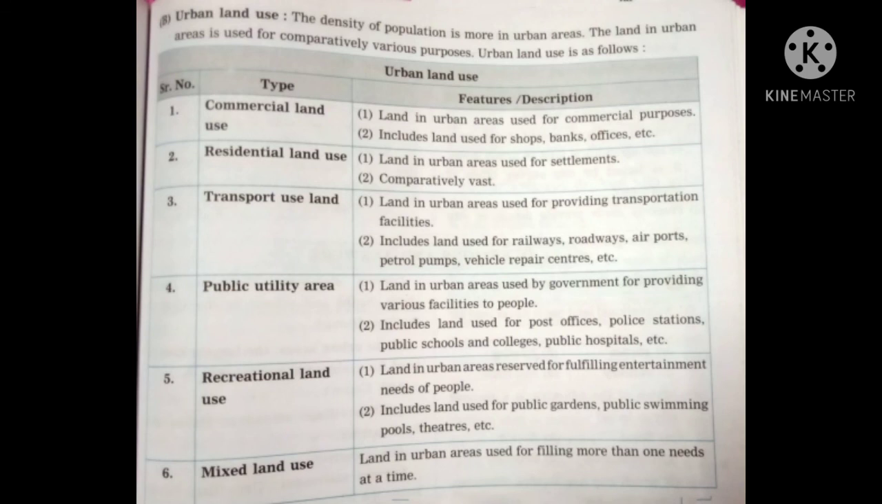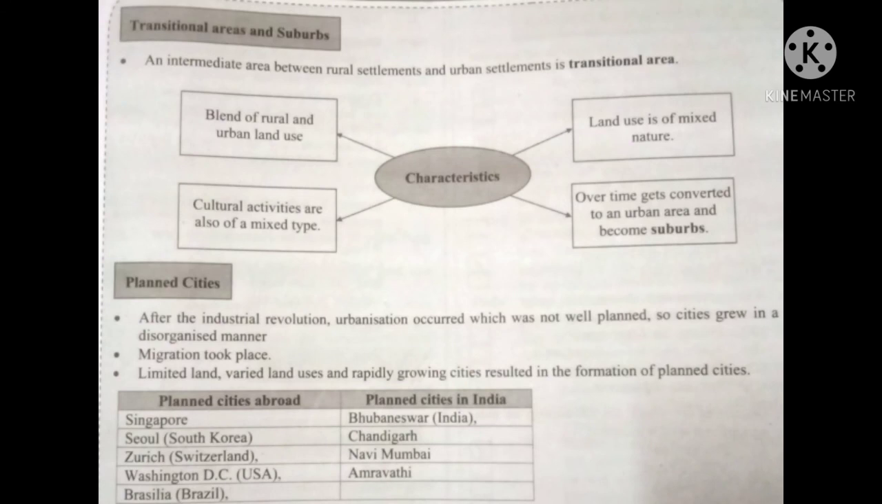Let's have a look at what we have studied in the previous video and in this video. In the previous video, we studied the urban land use and its types, features and description. In this video, we have studied the transitional areas and suburbs. That means an intermediate area between the rural settlements and the urban settlements is called a transitional area. Then what are the characteristics? There are 4 characteristics. First point is a blend of rural and urban land use. Second, land use is of mixed nature. Third, cultural activities are also of a mixed type. And last point, over time it gets converted to an urban area and becomes suburbs.